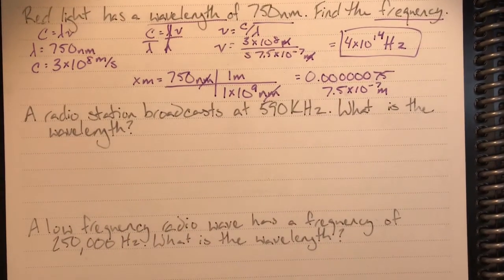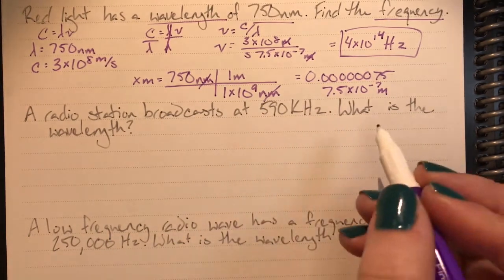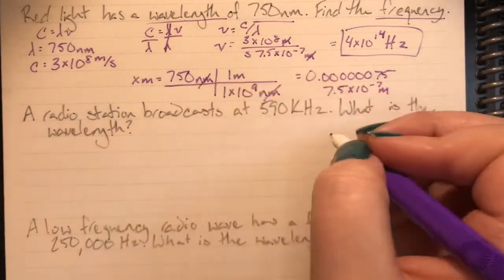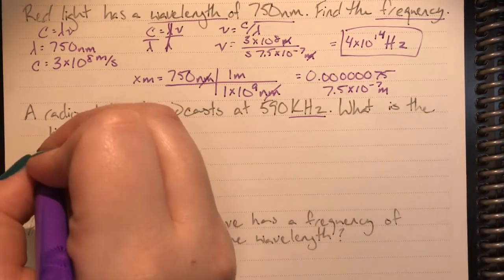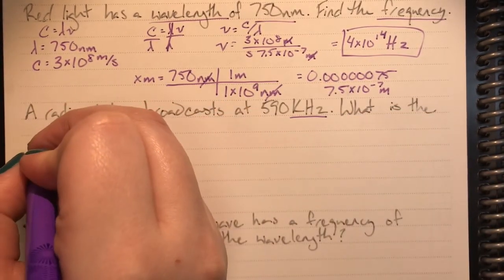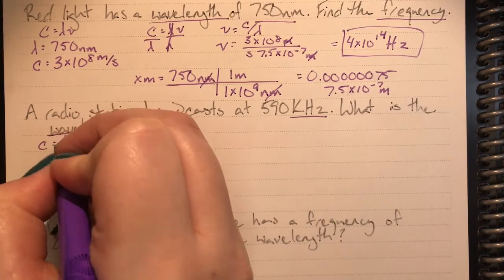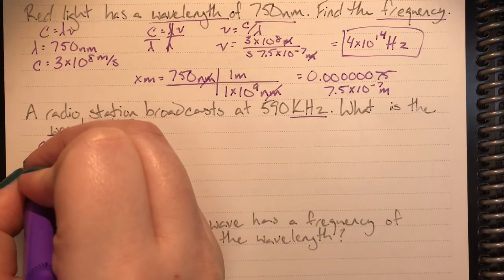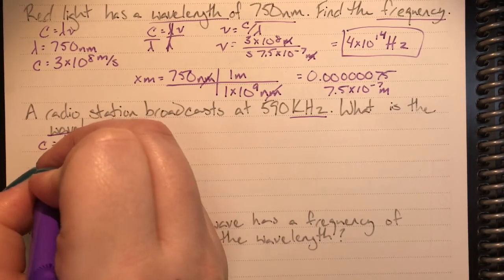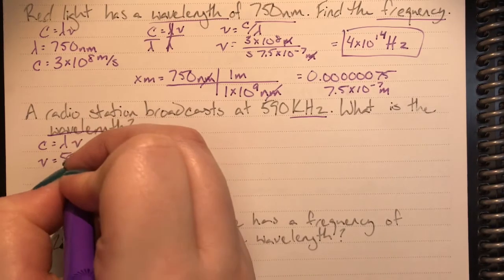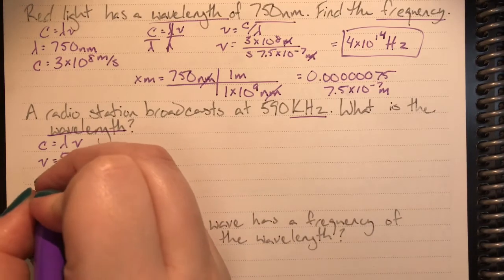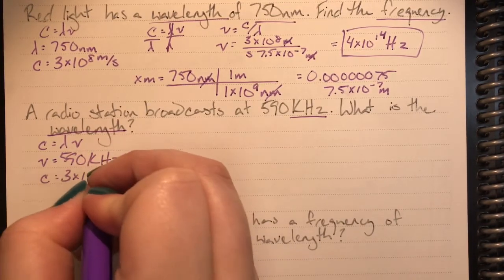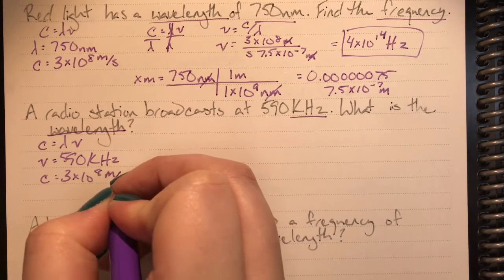My next example problem says a radio station broadcasts at 590 kilohertz. What is the wavelength? So I have my frequency in kilohertz, and I'm asking for wavelength. So my relationship is the speed of light is equal to lambda nu, where my frequency is 590 kilohertz, and my speed of light is 3 times 10 to the 8th meters per second.